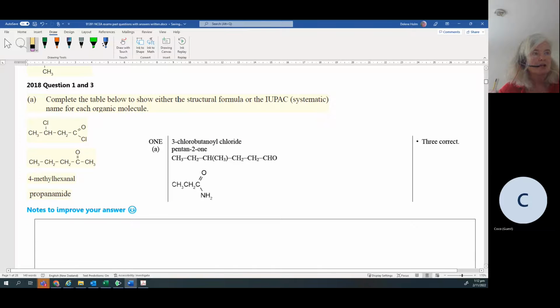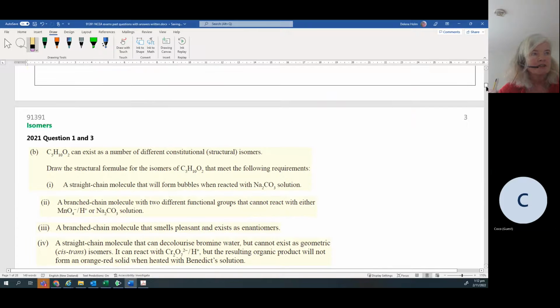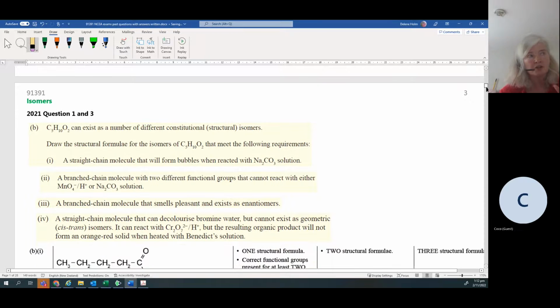Okay, right. Now, the next question will be a question on isomers. Now, it could be broken up in different places, so it doesn't necessarily have to be in question 1. It may be at the end or in the middle question, or part of it could be in question 1 and part of it in another question.